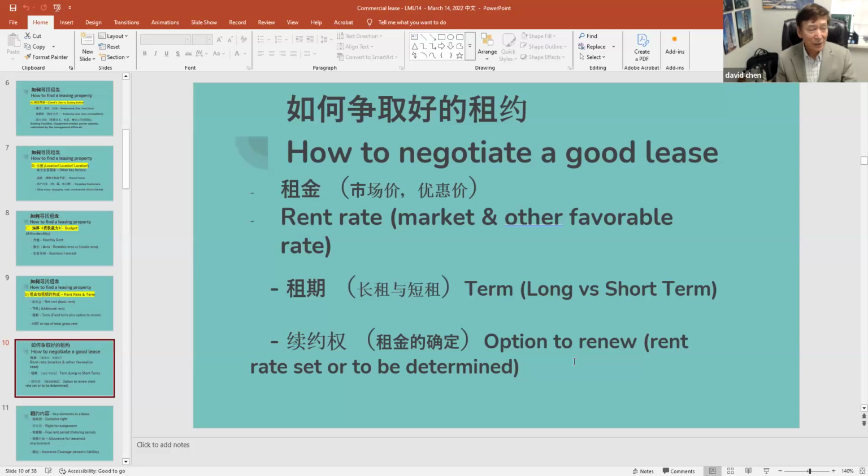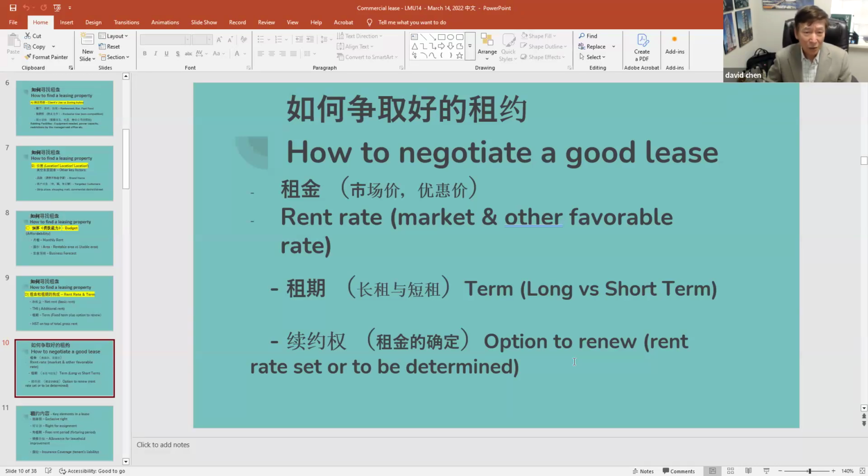Some listing, I sent it last week, the agent called me. They're asking for $16 per square foot. How much can I offer to them? I said, I did not know the location. I need to check the location first. If you don't check the location, how can you offer the rate?